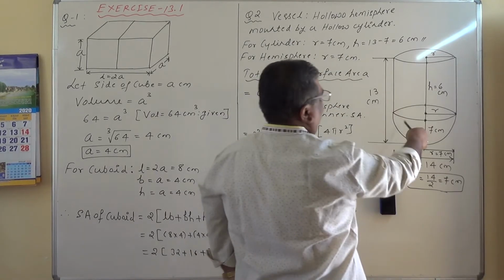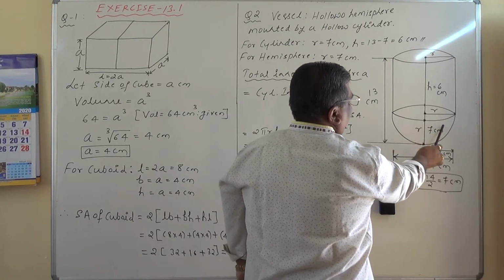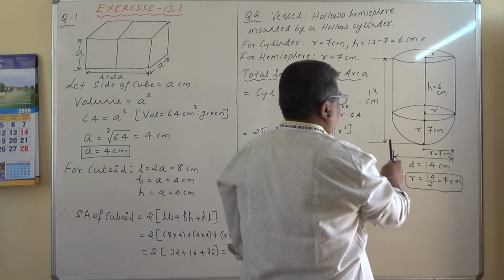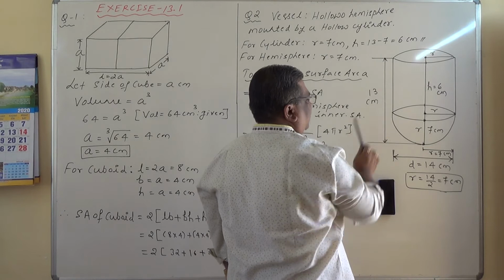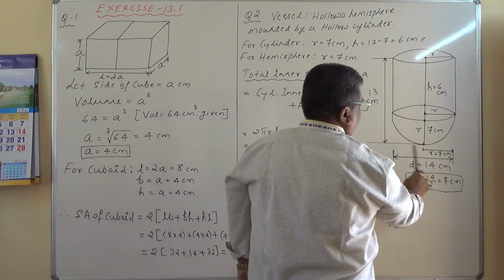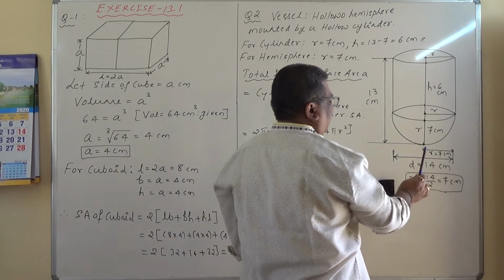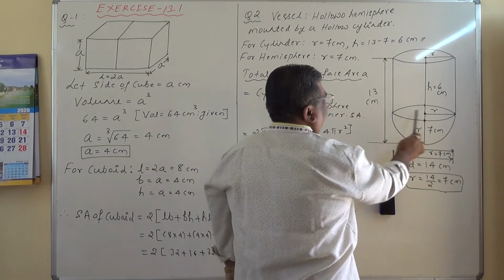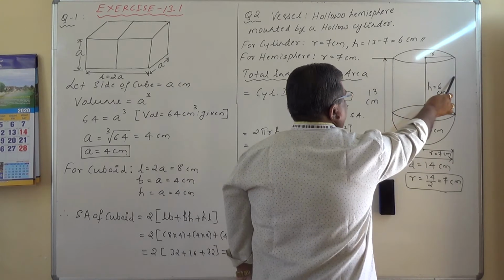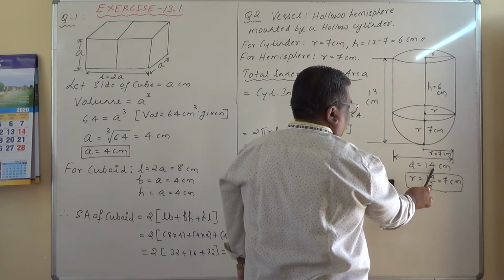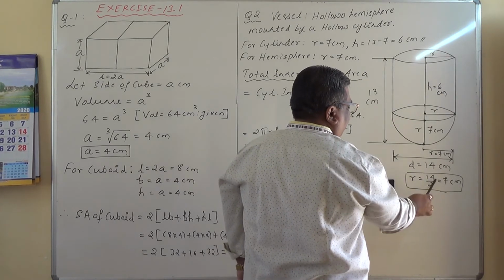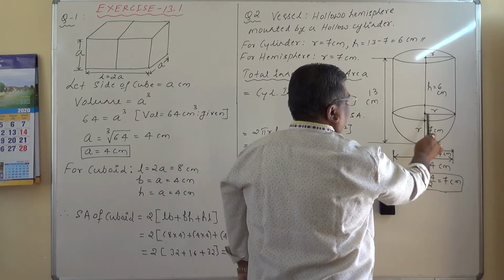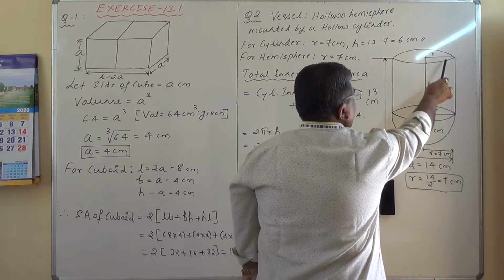This is a vessel which looks like a hemisphere with a cylinder mounted over it. The total height of the vessel is given as 13 centimeter and the diameter of the hemisphere is 14 centimeter. So the diameter of the hemisphere is equal to the diameter of the cylinder. If the diameter is 14 centimeter, then the radius is 14 by 2, 7 centimeter. This radius is the radius of the sphere as well as the radius of the cylinder.